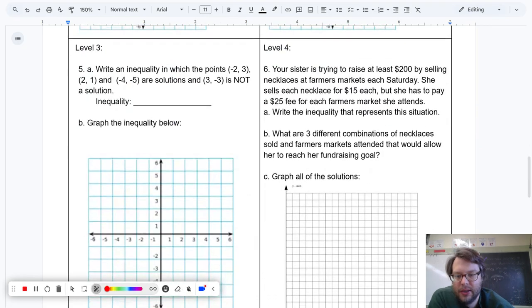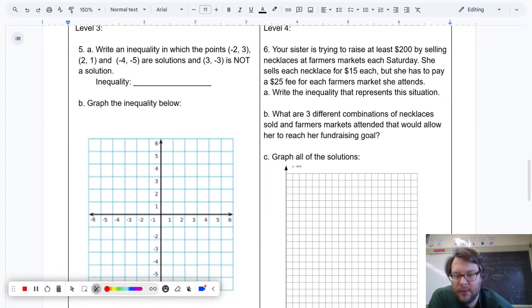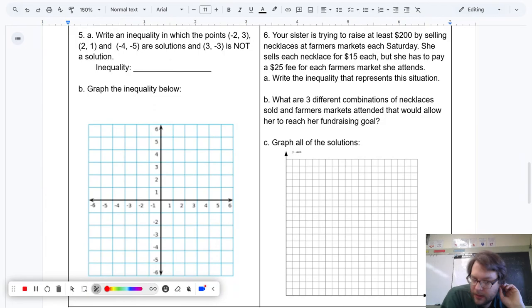All right, let's look down at the other ones. Okay, so this one really tripped people up, writing an inequality where a couple points are solutions, but another point is not a solution. So let's start by just drawing a picture.